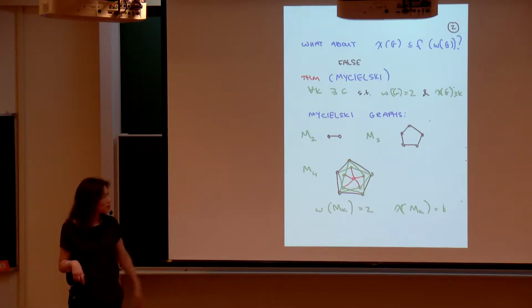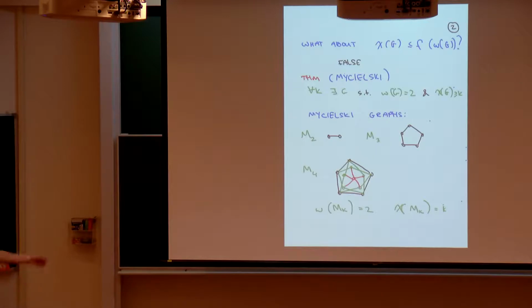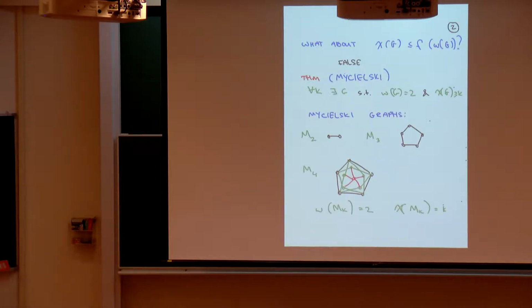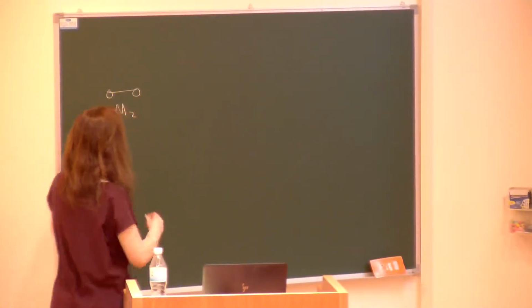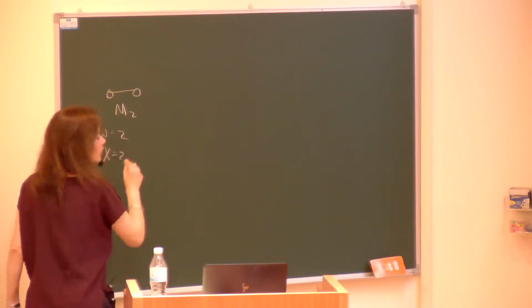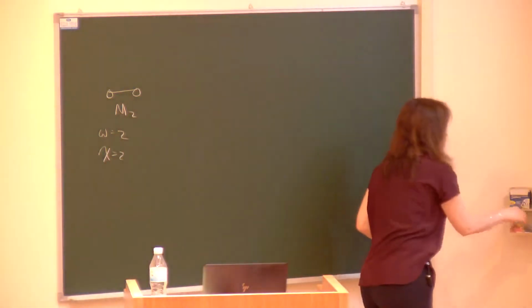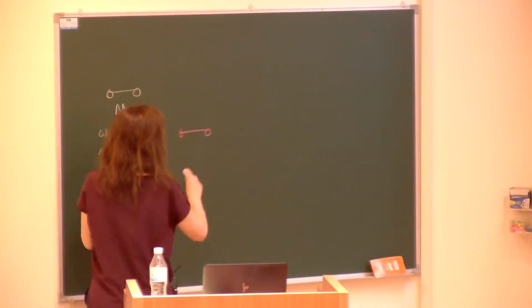There's a picture of how to construct Chudnovsky graphs here, but I'm going to explain it because I think it's better if I just do it in real time. So this is M2. It has clique number 2 and chromatic number 2. Now let's build M3. To build M3, you start with a copy of M2.